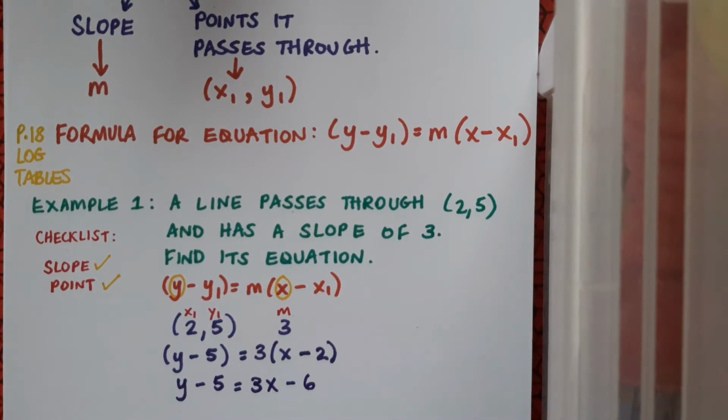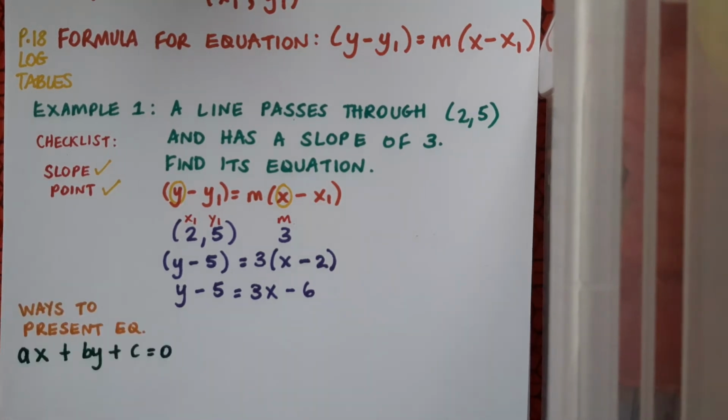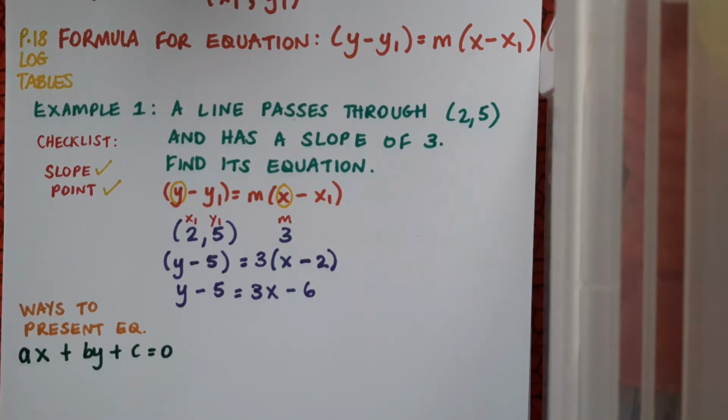At this stage, I've got a choice about what I do next. There are two standard ways of presenting the equation of your line. The first one is ax plus by plus c equals 0. So what it means to present the equation of your line in this way is to get everything to one side of the equation, so bring everything over to one side and have it equals to 0.